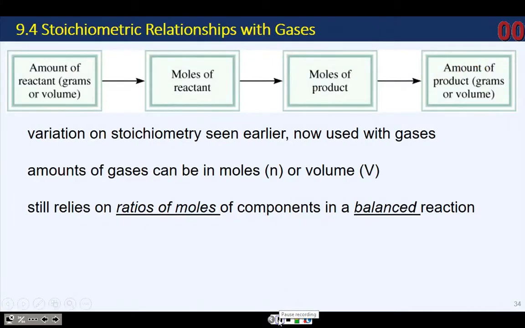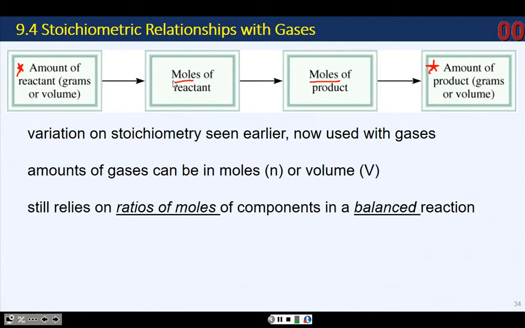When we're talking about this type of stoichiometry, what we have to convey is how you get from the amount of one reactant, whether it's grams or volume, to the amount of a product. Actually it could be an amount of another reactant, but any two items or species in a reaction. And this is a variation of stoichiometry we've seen before, where we always have to relate the moles of one item to the other.